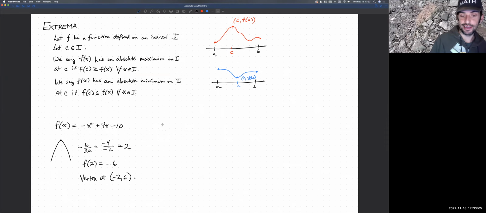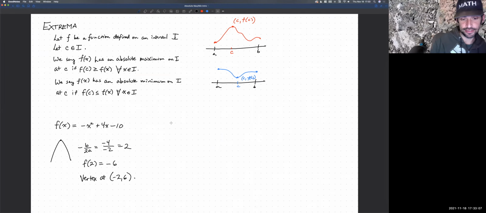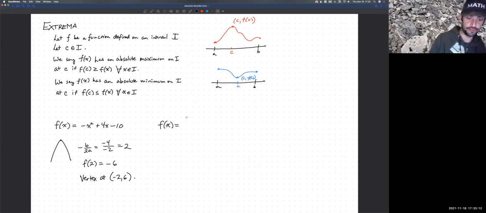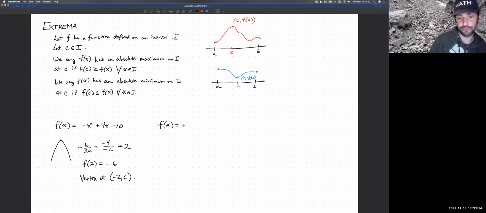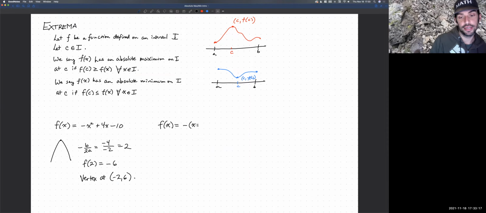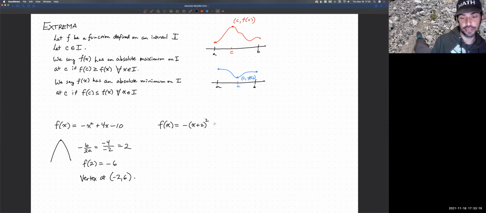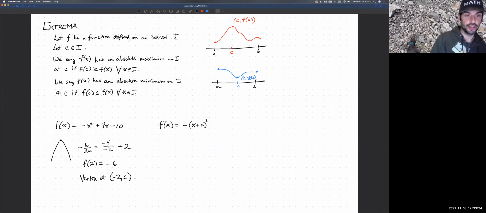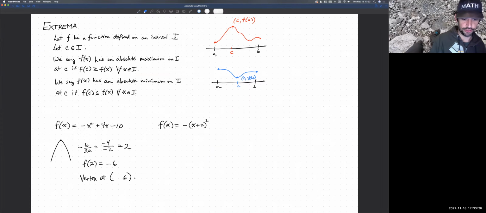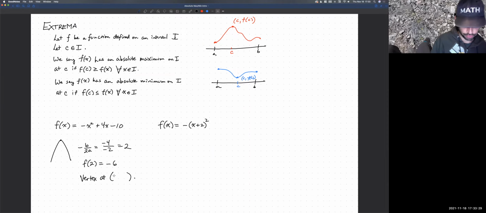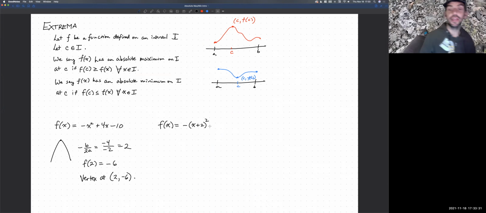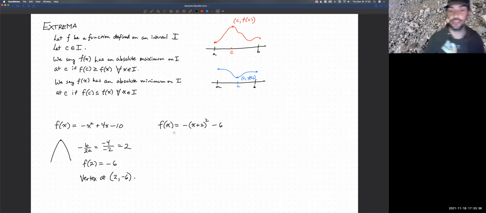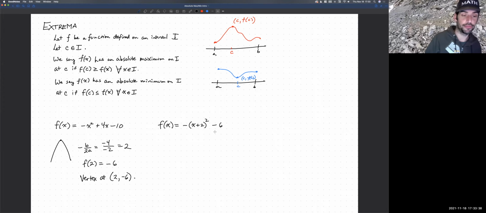We can see this algebraically if we rewrite this in vertex form. Since I have the vertex here, I know that this can be rewritten in the form negative x plus 2 squared. Oh, this should be negative. Sorry, I switched the negative. It's not negative 2, 6. It was 2, negative 6, pardon me. And we have a minus 6 there, right? So there's our vertex form, same graph, same parabola.